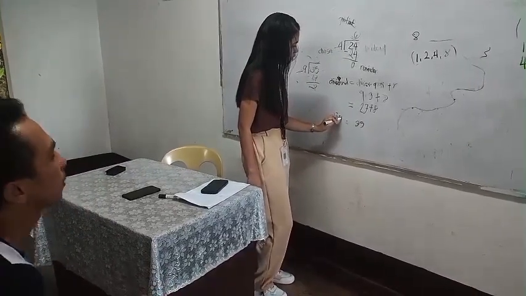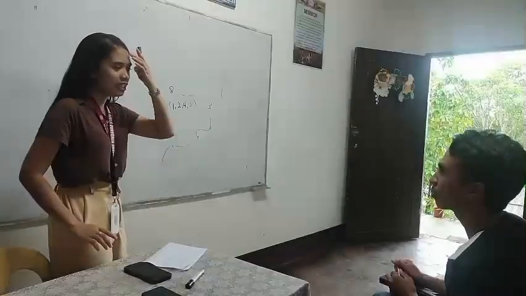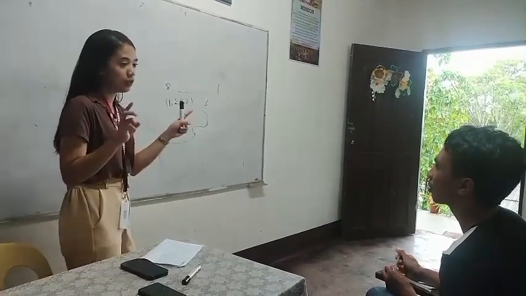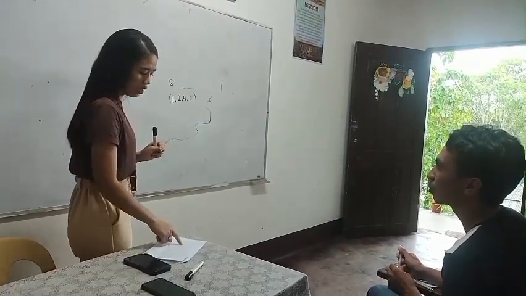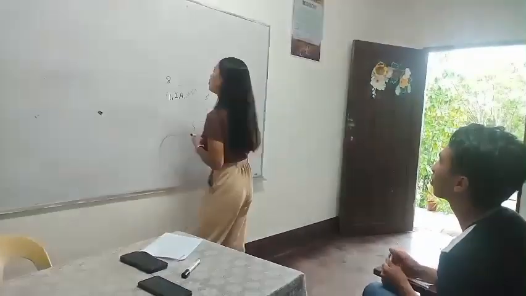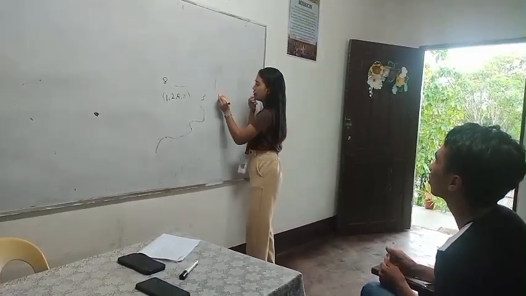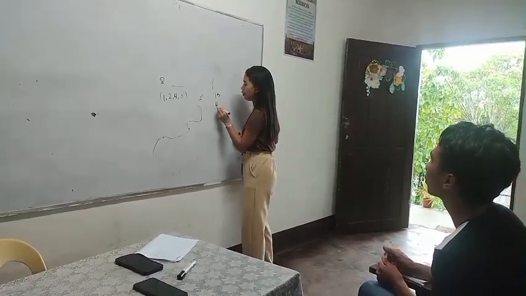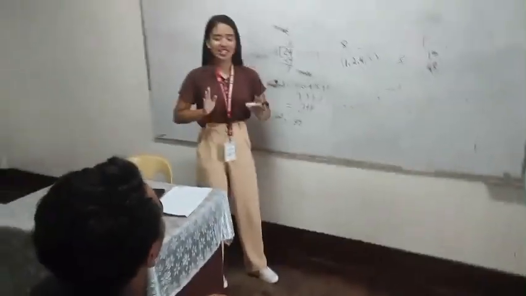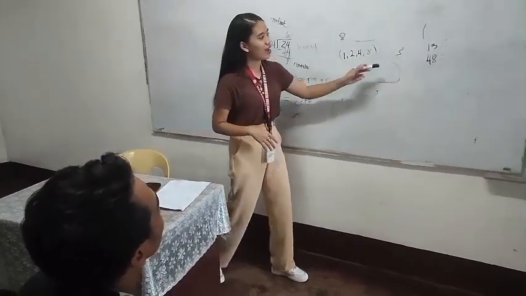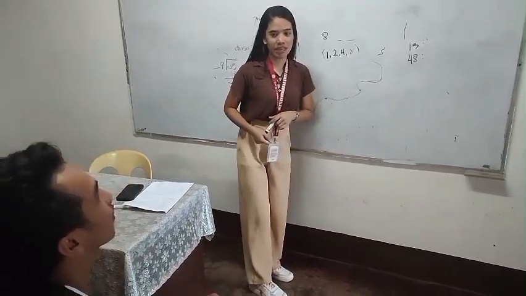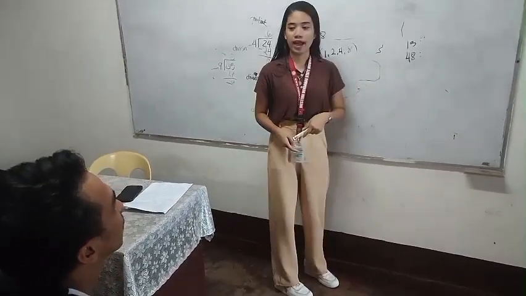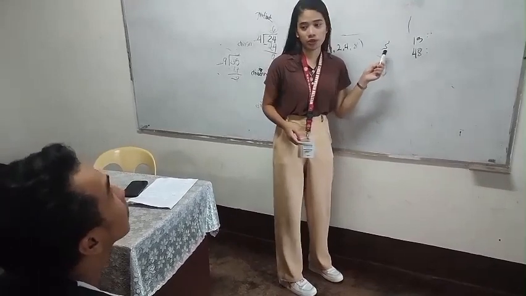Okay. So, for instance, we involve two numbers. For example, what is the greatest common factor of the numbers 13 and 48? Now, we're going to solve this kind of problem. First, we have to find the factors of each term.